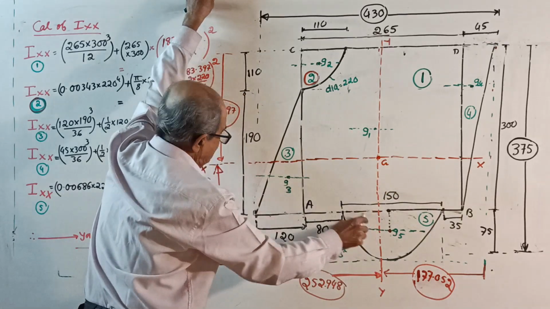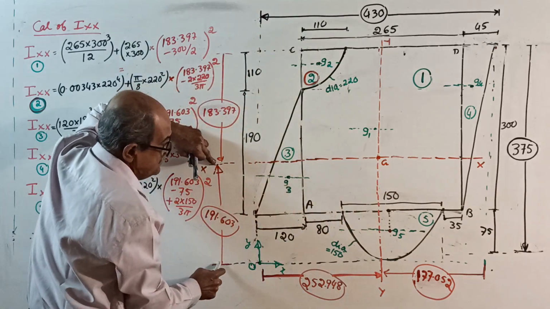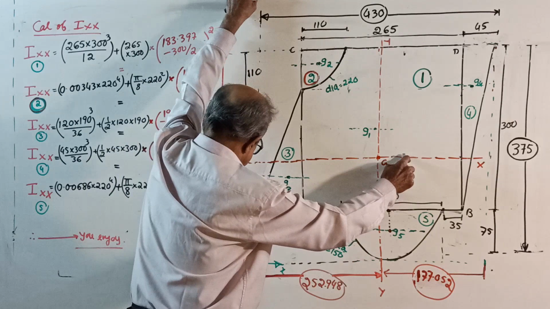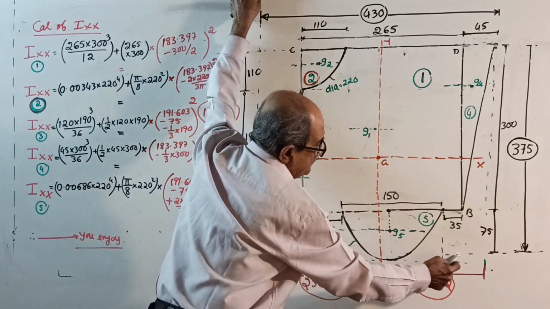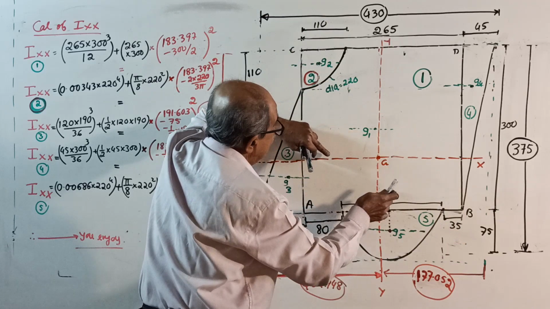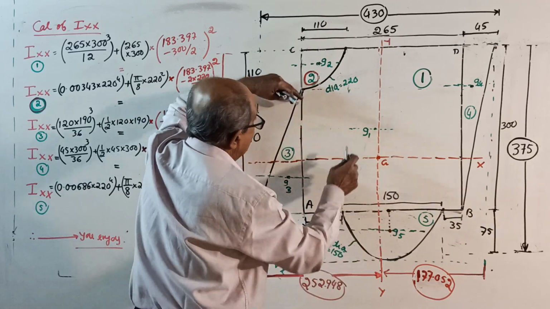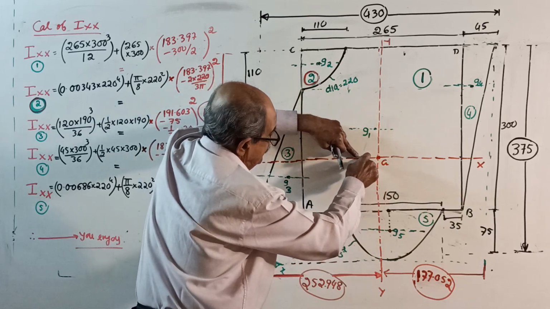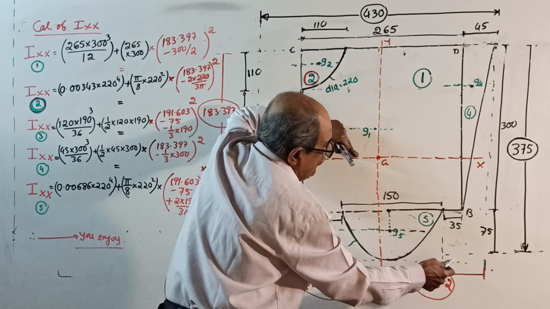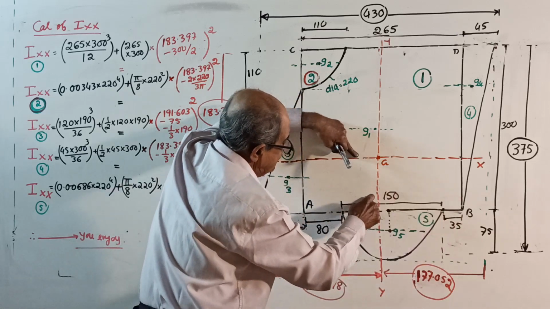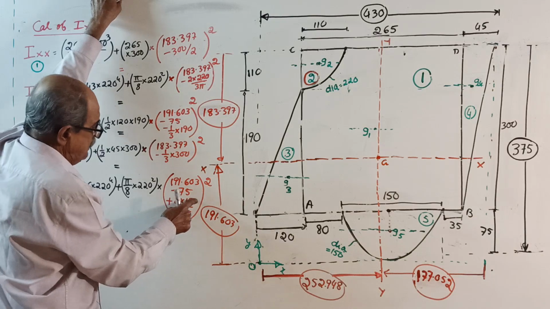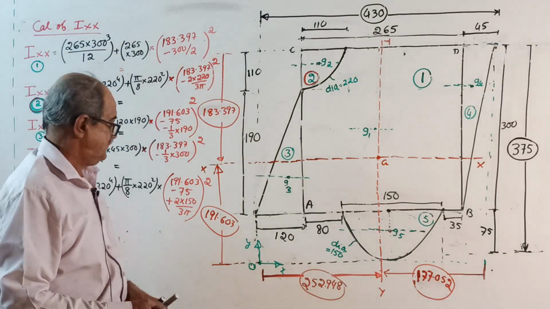For that distance square, start. 191.603 is from here up to the extreme end. Then from 191.603 you subtract 75. You will get this distance. Then plus the extra distance here, which is 2d by 3 pi: 2 into 150 by 3 pi, whole square. IXX.